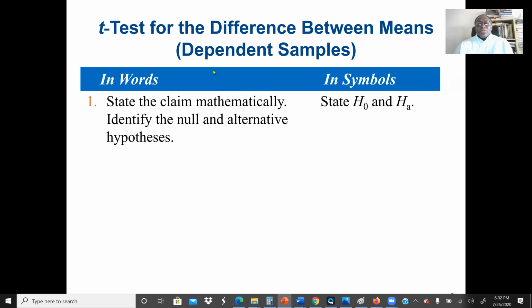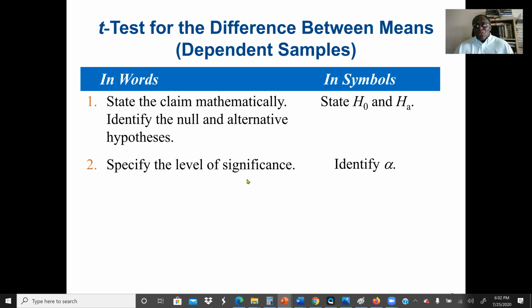So now let's state the steps step by step. We almost went through it, but let's summarize everything here. So hypothesis testing for two dependent samples. First, we have to state the claim mathematically, which means we have to identify the null and also the alternative hypothesis. In symbols, we state the null H0 and HA. H0 is our null hypothesis. HA is our alternative hypothesis. So first we state it there. Then second, we have to specify the level of significance. We should identify the alpha.